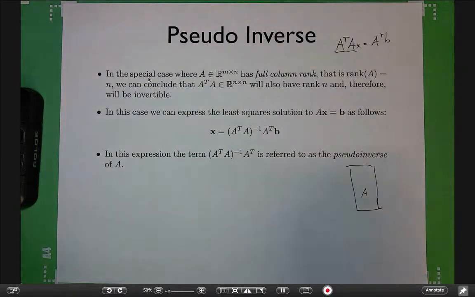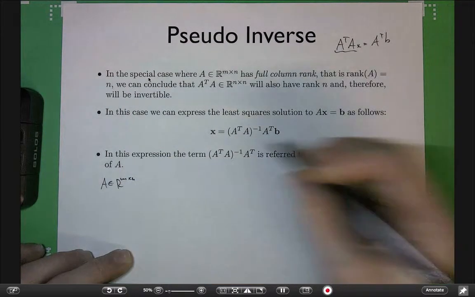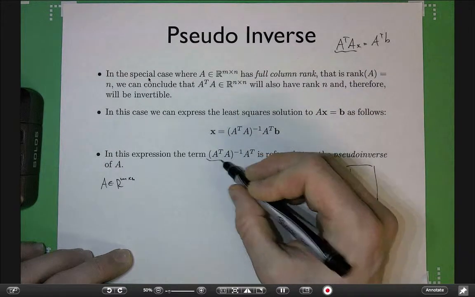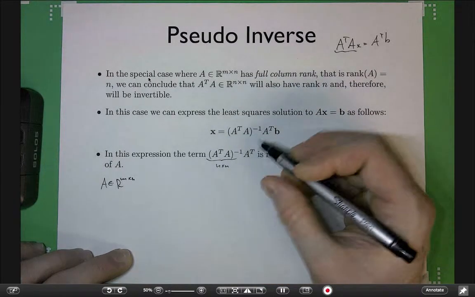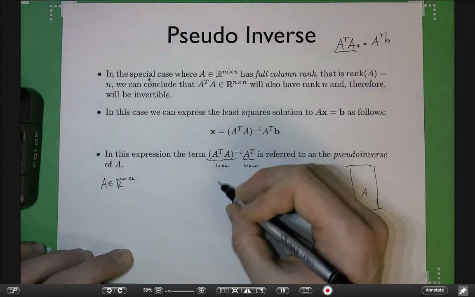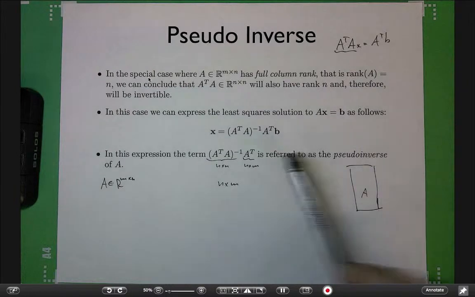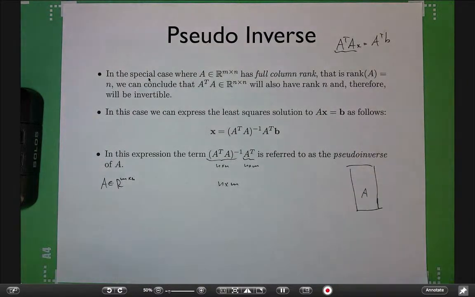So what is the dimension? If my A was m by n, then A^T A is n by n, and A^T will be n by m. So the pseudo inverse has dimensions n by m. It's like the transpose of A. So the pseudo inverse is the next best thing to an inverse if you cannot do an inverse because the matrix is not square.